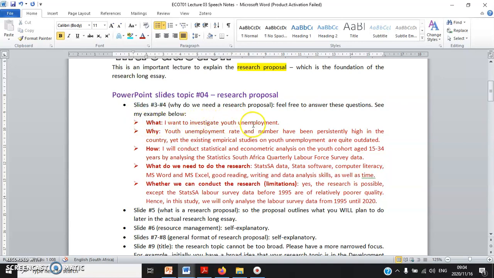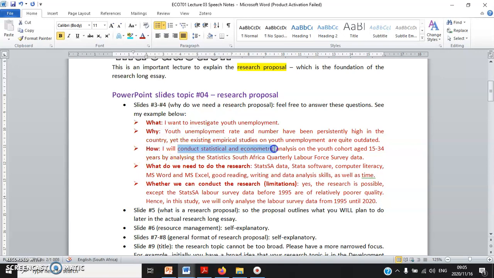Let's say I want to investigate youth unemployment in South Africa. Why do you want to conduct these studies? Because we know youth unemployment is quite a serious problem. So youth unemployment, both rate and number, have been persistently high in the country, yet the existing, let's say, local empirical studies on youth unemployment are quite outdated. So you want to conduct an updated study, okay, to fill the existing research gap.